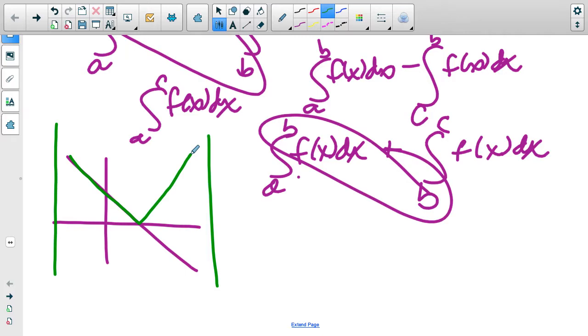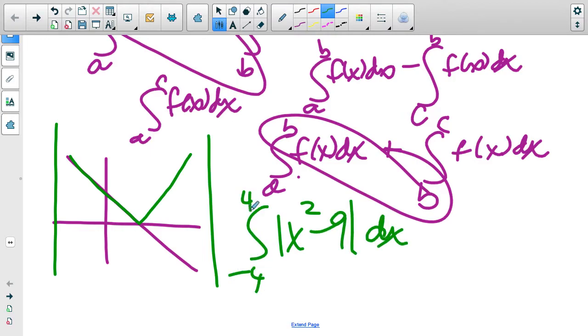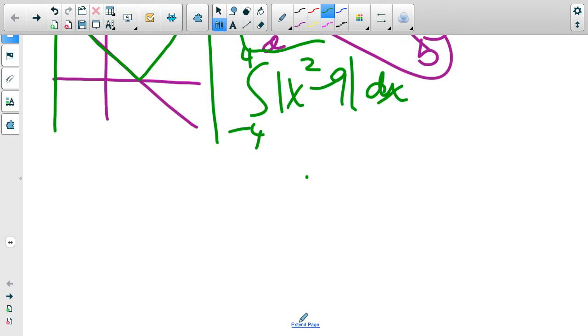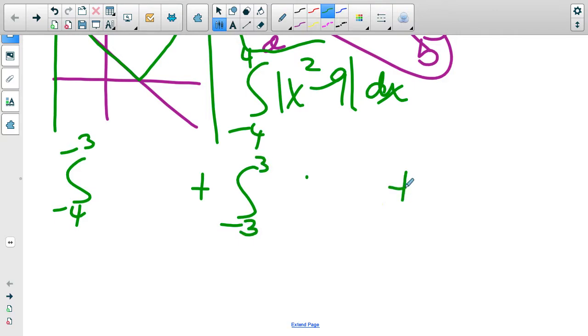Okay. But what if I have the absolute value of x squared minus 9 dx from negative 4 to 4? What are my most important numbers? I have two important numbers, don't I? Two things that make it 0, Carlos. I have 3 and negative 3. So I'm going to have to integrate this from negative 4 to negative 3. Then I'm going to have to integrate it from negative 3 to 3. And then I'm going to have to integrate it from 3 to 4. But this isn't linear anyway, it's quadratic.